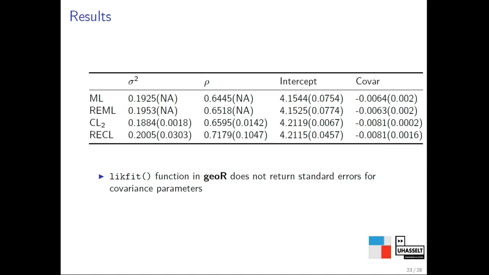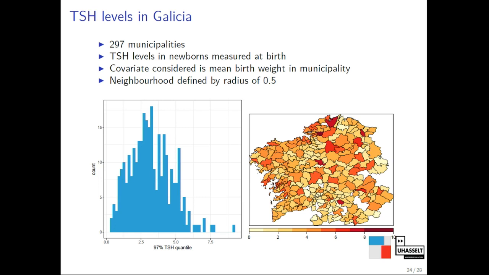And these are the results from different methods. So I show maximum likelihood, restricted maximum likelihood, pairwise likelihood, and the restricted composite likelihood. And for the mean parameters, there's not much difference there. But for the variance parameters, you can see the pairwise likelihood really underestimates the variance by itself, and the restricted composite likelihood corrects for that. Here you don't see any standard errors because the function I used does not return standard errors for the covariance parameters.